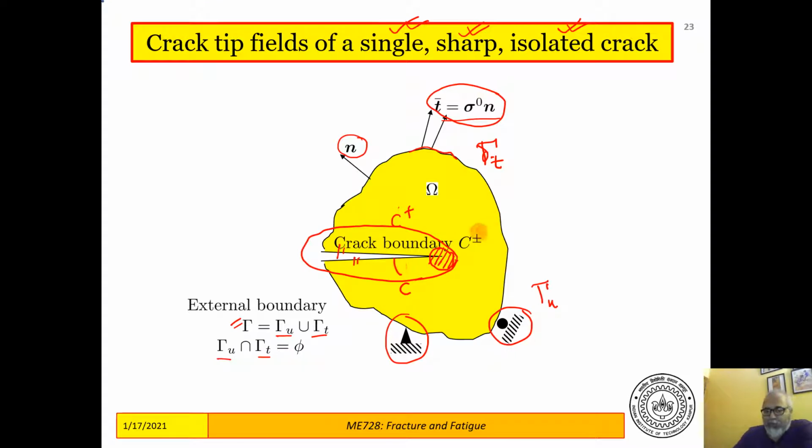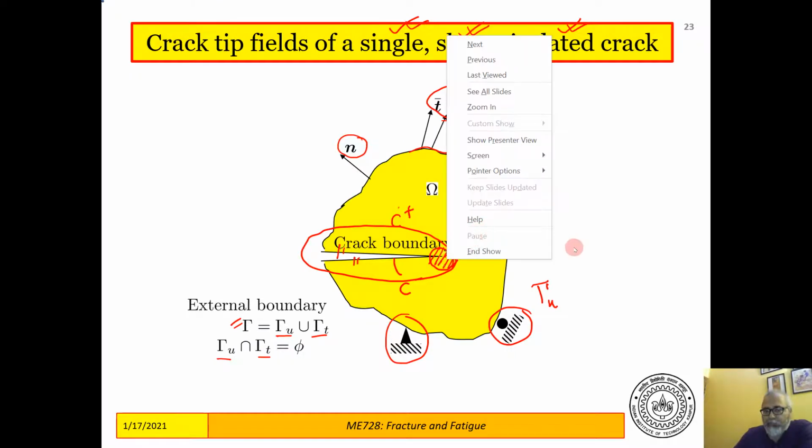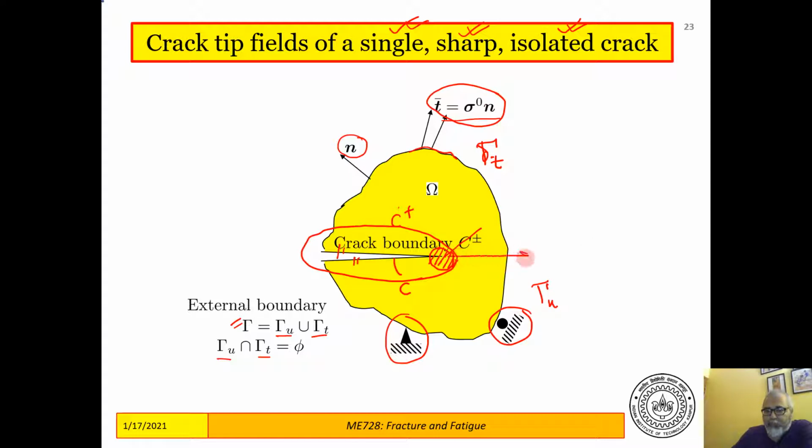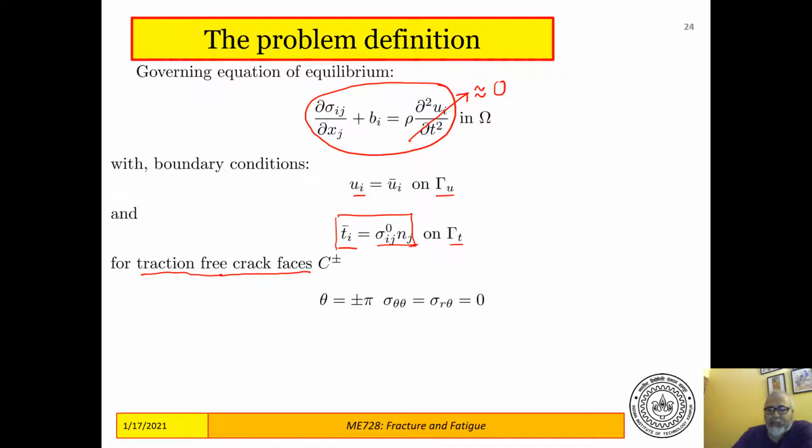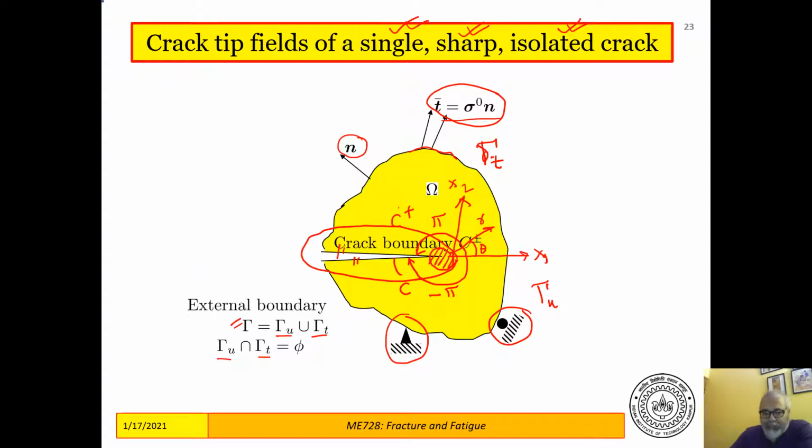So if you go back, and if I put the axes here, this is x1, this is x2, centered at the crack tip, and this is my r, and this is my theta. The upper crack face is located at pi, and the lower crack face is located at minus pi. So these two are also traction free surfaces on theta equal to plus minus pi. And now apply the Cauchy relation carefully. Let's go back and apply it. Let's erase this.